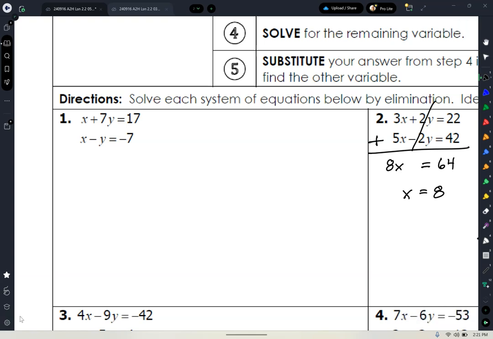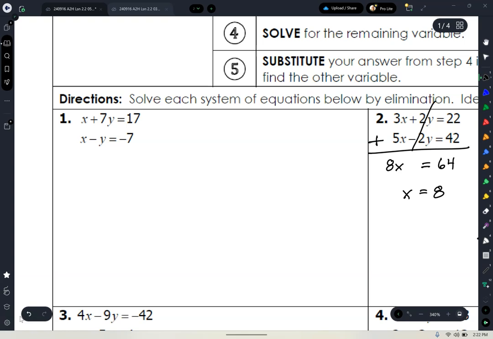Okay, so we've got our problems. They're lined up vertically. That's what we want to see. That's nice. Do we have opposite coefficients? No. But we have the same coefficients on the x's, right? So we could easily create opposite coefficients by simply multiplying through by negative 1 on one of the equations, right?